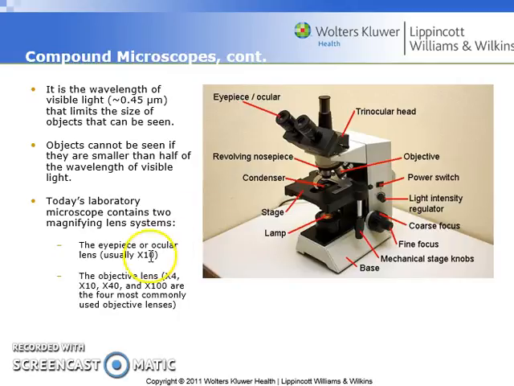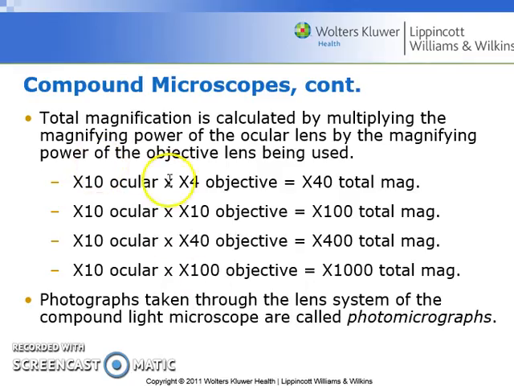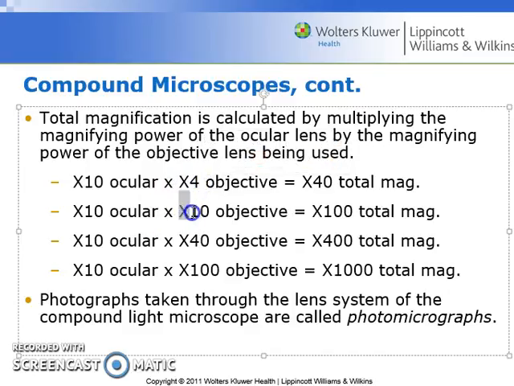And again, let me point out where the objective lenses are here. These little nodes where it says objective. There are 4 fitted to a compound light microscope. And those 4 are the 4x objective lens, 10x objective lens, 40x objective lens, and then 100x objective lens.